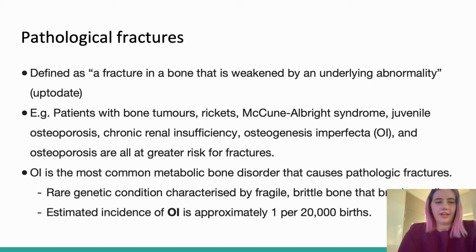So pathological fractures are defined as fractures in a bone that is weakened by underlying abnormality. So these are patients with tumours, rickets, McCune-Albright syndrome, juvenile osteoporosis, chronic renal insufficiency, osteogenesis imperfecta, and osteoporosis. They're all at greater risk for getting a fracture.